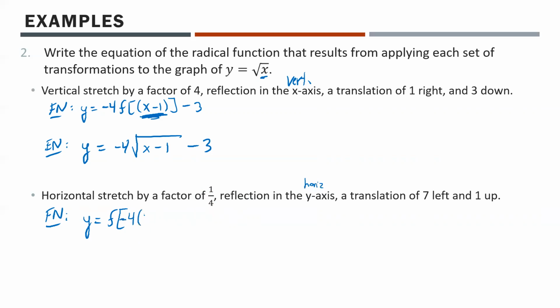Then we do our nested bracket. X, we're going left 7, so x plus 7. End the bracket off, and then we're going 1 up, so +1. Perfect, right? Now, equation notation, we take the stuff inside the f, so inside these square brackets, and we replace the x that we had from before. So this is going to be y equals the square root of -4x plus 7, and then the stuff on the outside gets tacked on afterwards. So then we just have a +1 on the outside.